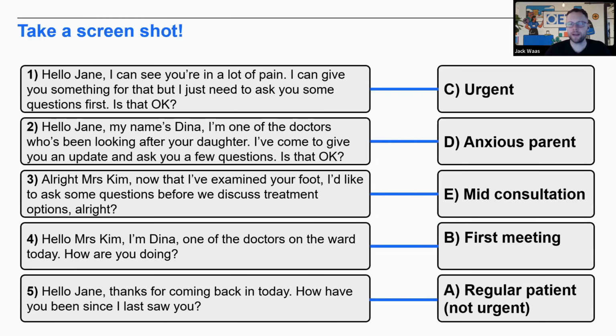Now, as you saw, there were very different openings, but all of them were appropriate to the situation. So take a screenshot of this for later reference, but remember these are examples only. This is not the only way to start a role play for these situations. The best introductions will be personalized to the patient and their healthcare situation.